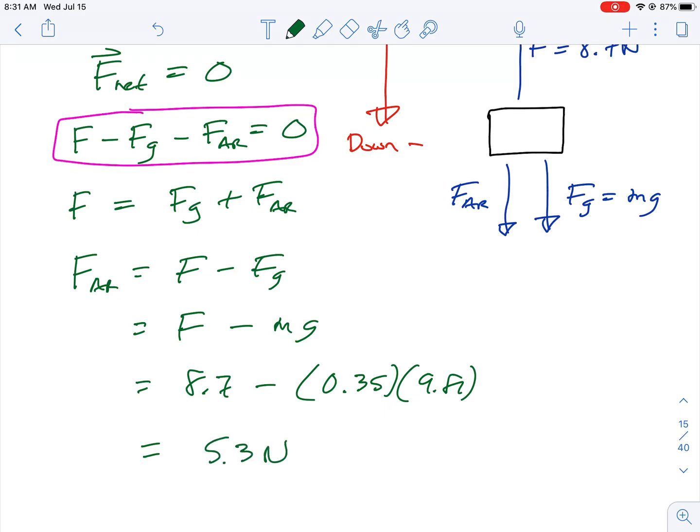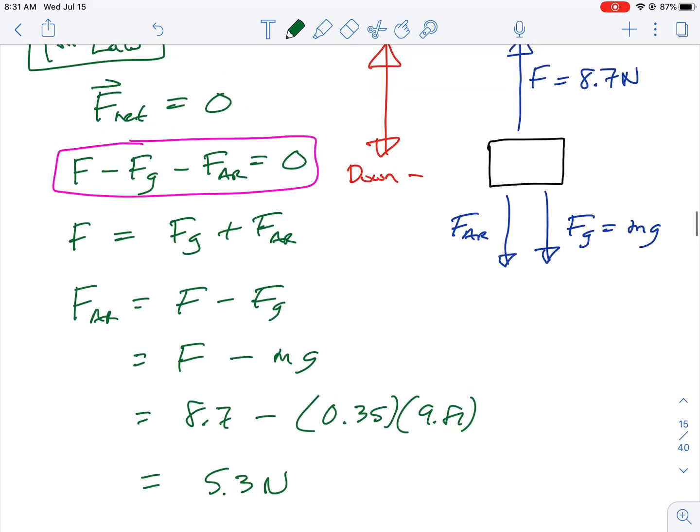And based on the diagram, you notice how the answer comes out positive and people freak out because but I thought FAR is going down, so shouldn't it be negative? But remember, this only represents the magnitude of the force. That's the magnitude. The direction is shown on the diagram, going down. It doesn't come from the sign. It just comes from the diagram and our understanding.